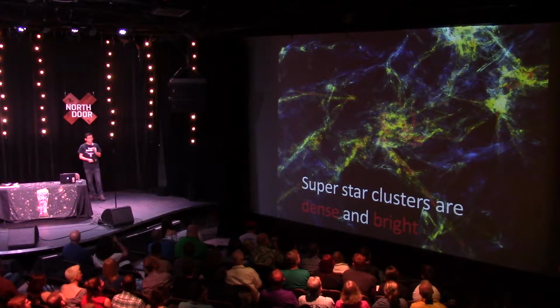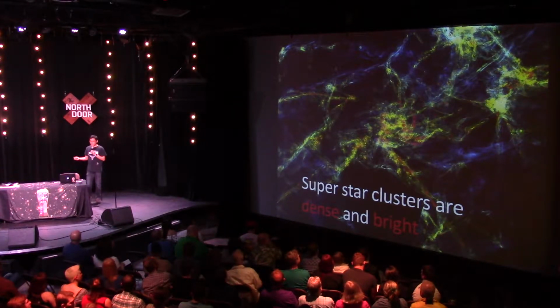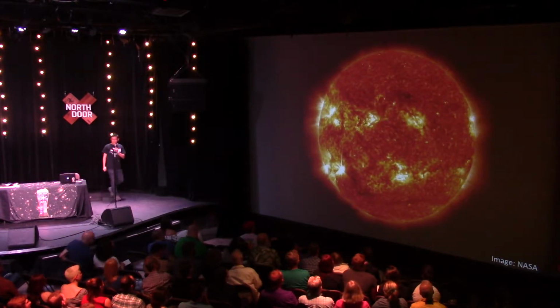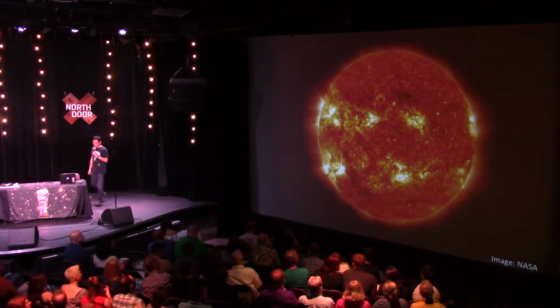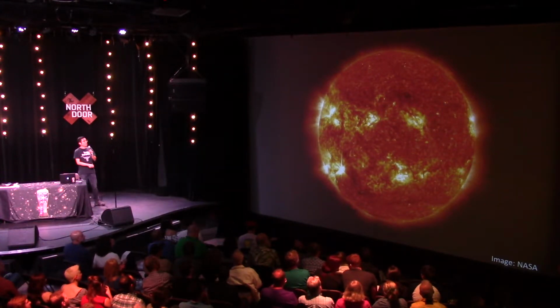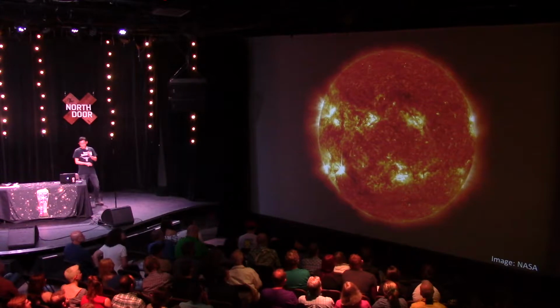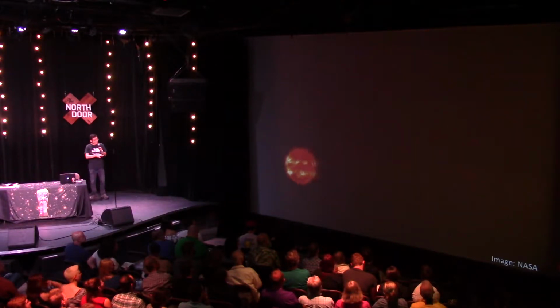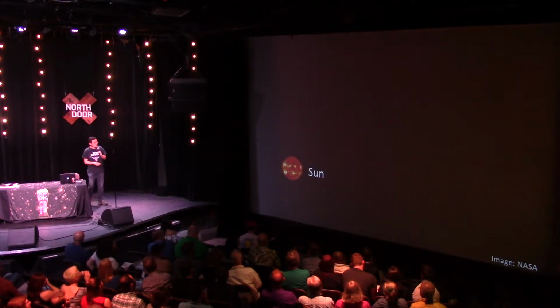Before we can actually talk about superstar clusters, let's start with the most familiar star that you know. So what is this? This is the amazing picture of our sun, and you can see the sun itself is very complicated. It has a corona, it has a lot of internal structure, it has sunspots, but let's just put it at the corner. So we have the sun here.